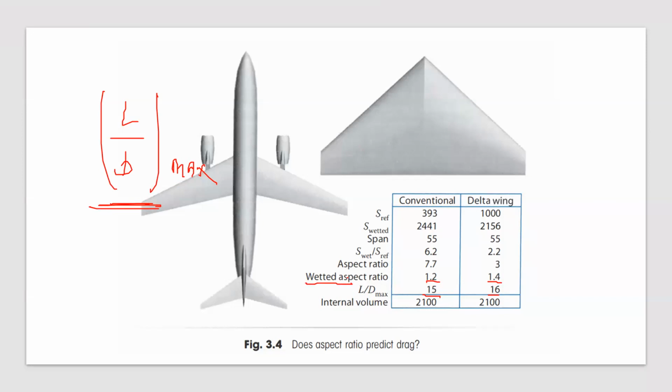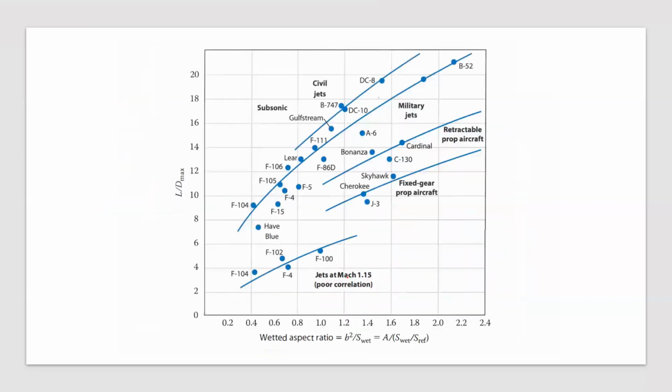Now for that, we also have some form of historical data, right? So this is weighted aspect ratio, and this is L by D max for that particular kind of aircraft. This is historical data. So you can pick, let's say, fixed gear prop aircraft, military jets, civil jets. So you can pick an approximate number from these, right? So this table also helps you in picking up an L by D max and weighted aspect ratio for your aircraft.